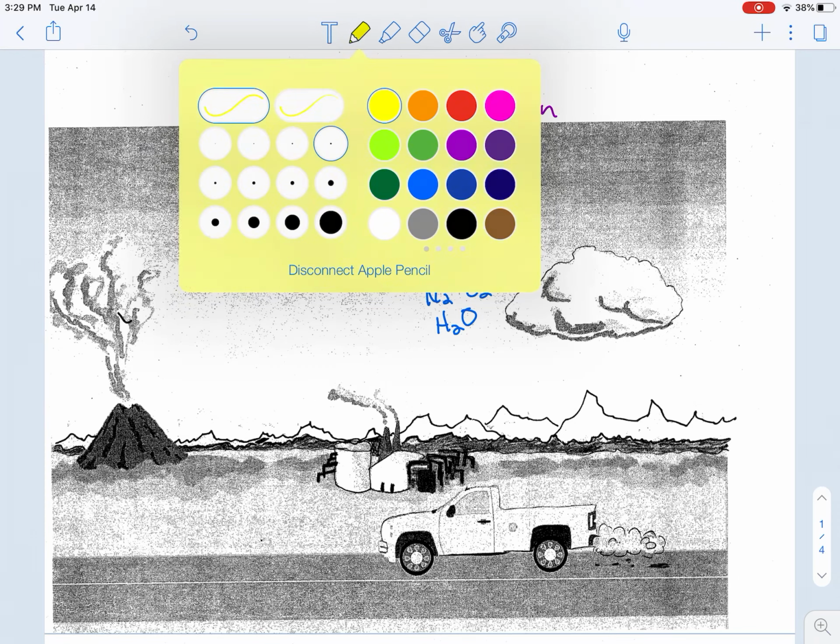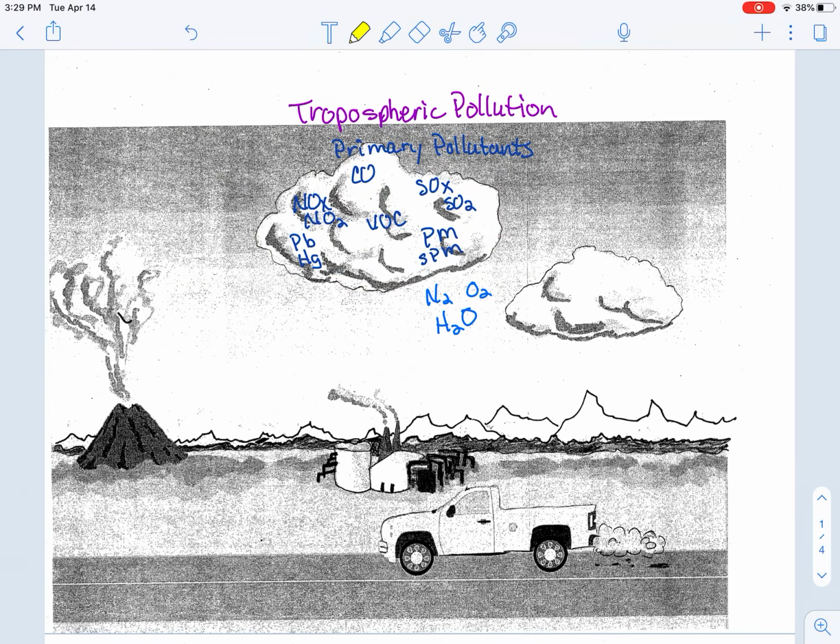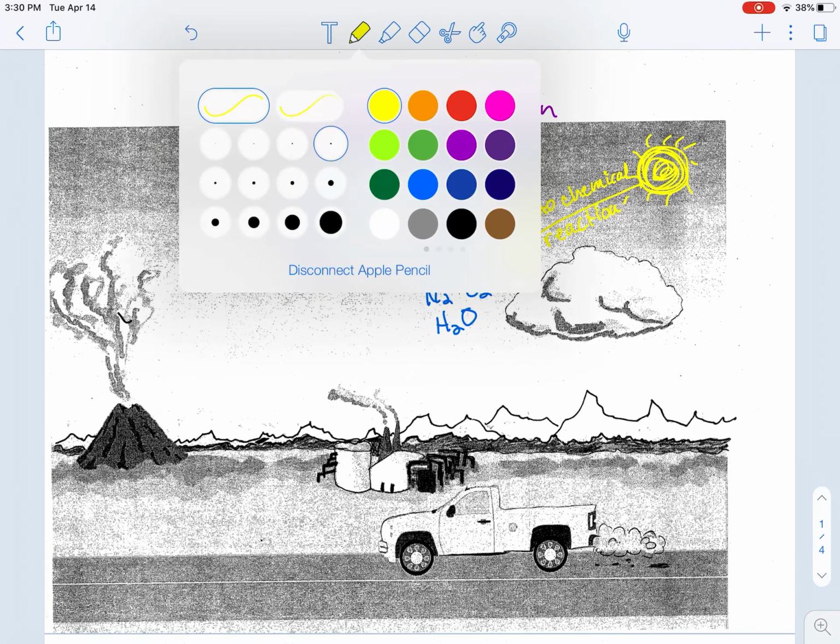Now, these primary pollutants can go through an oxidation reaction. What is required here is sunlight. So we have our sun coming up here. In this oxidation reaction, the sunlight hits these chemicals, and they undergo a photochemical reaction. Photo meaning you have light present, and chemicals. And what they're going to do in these photochemical reactions is form our secondary pollutants.